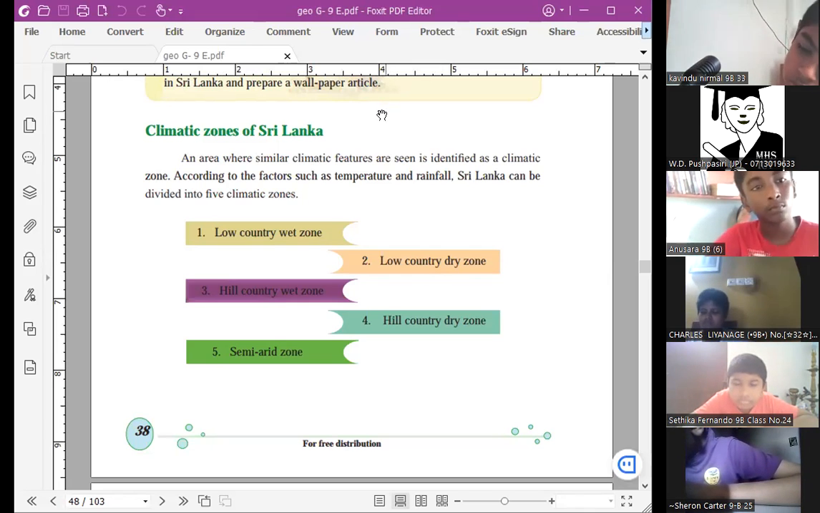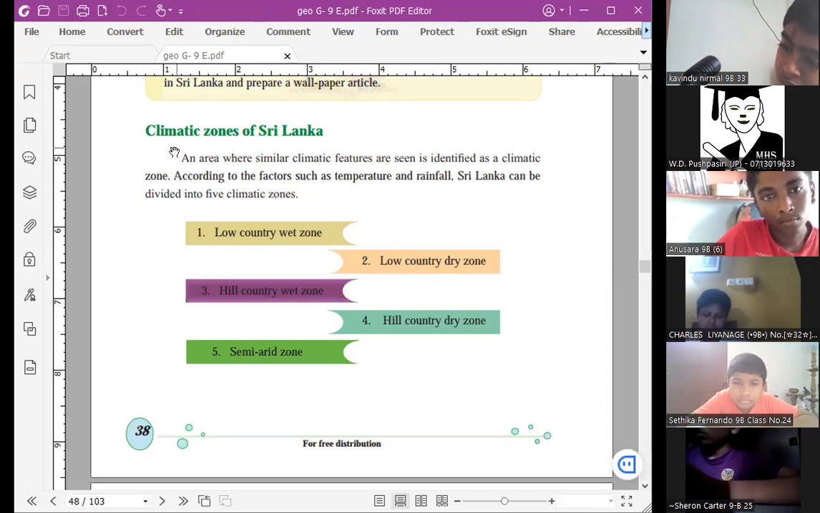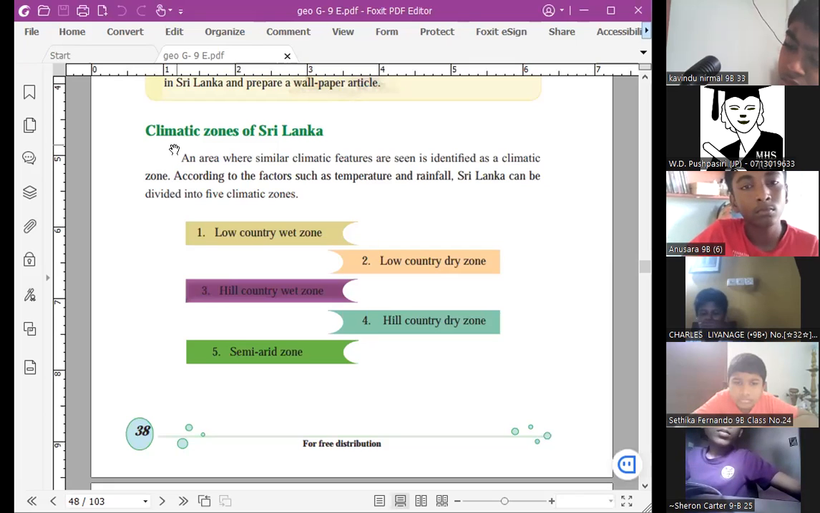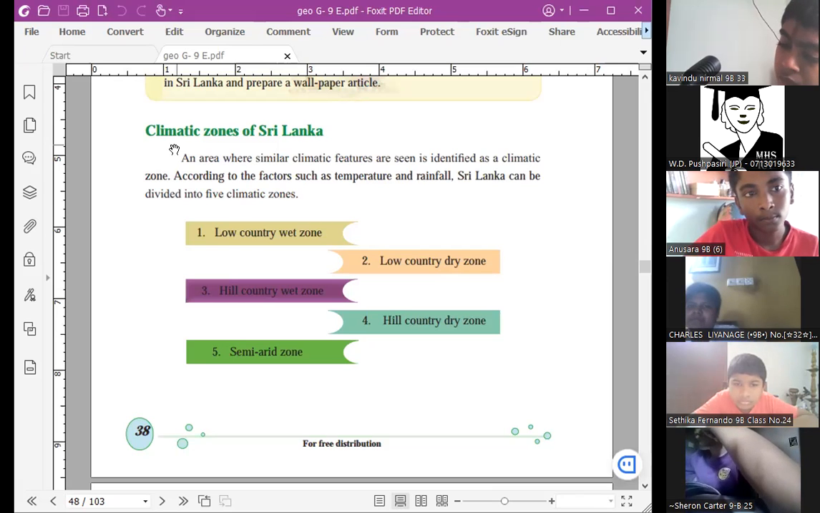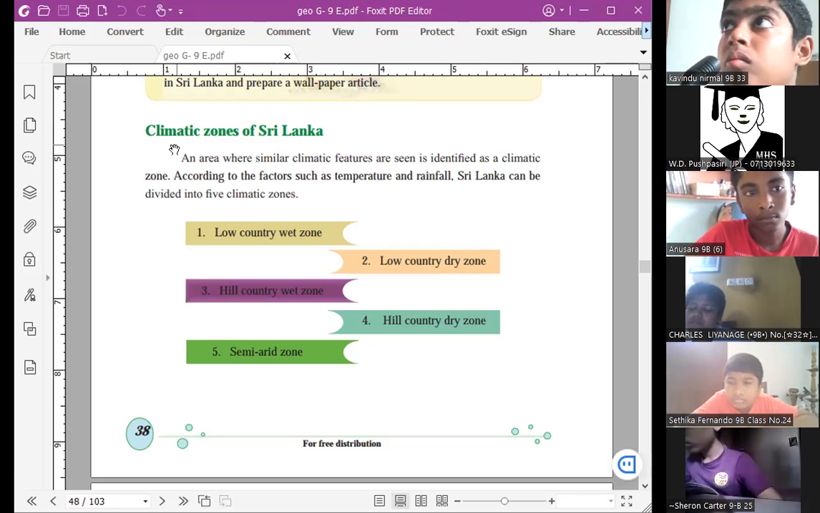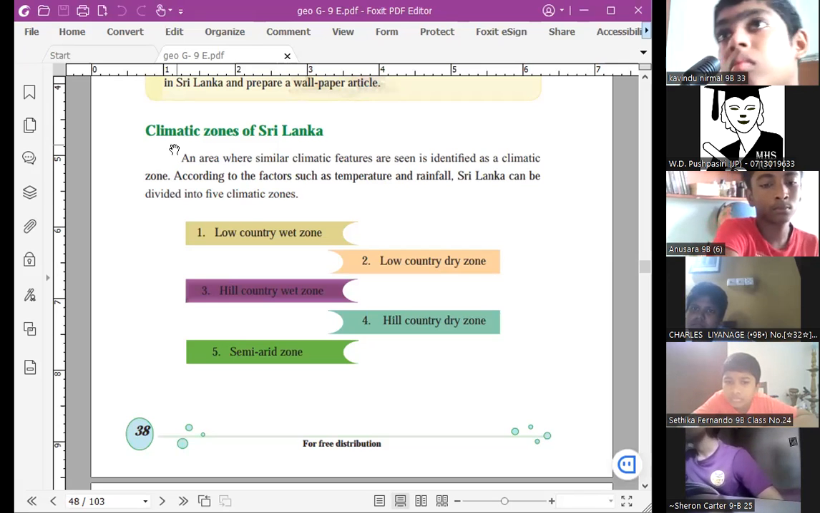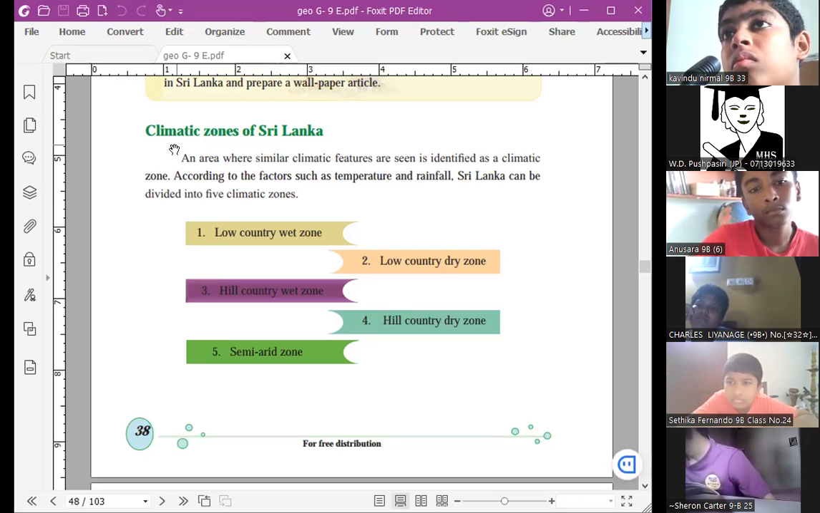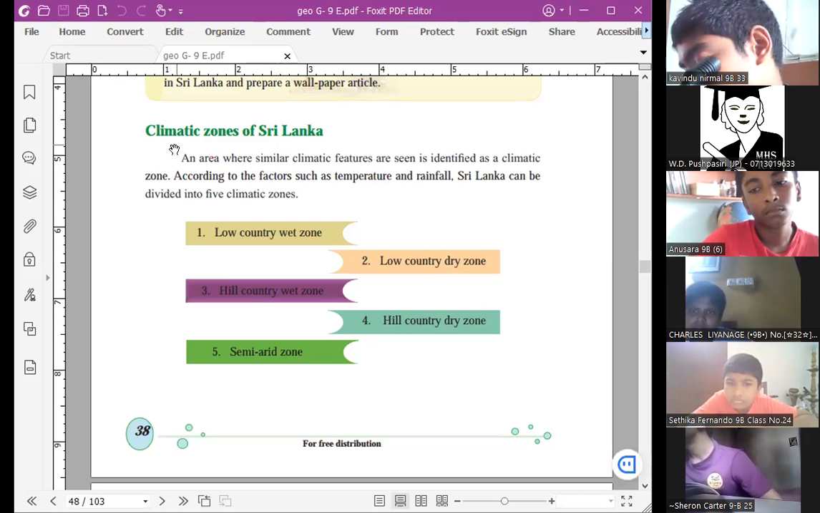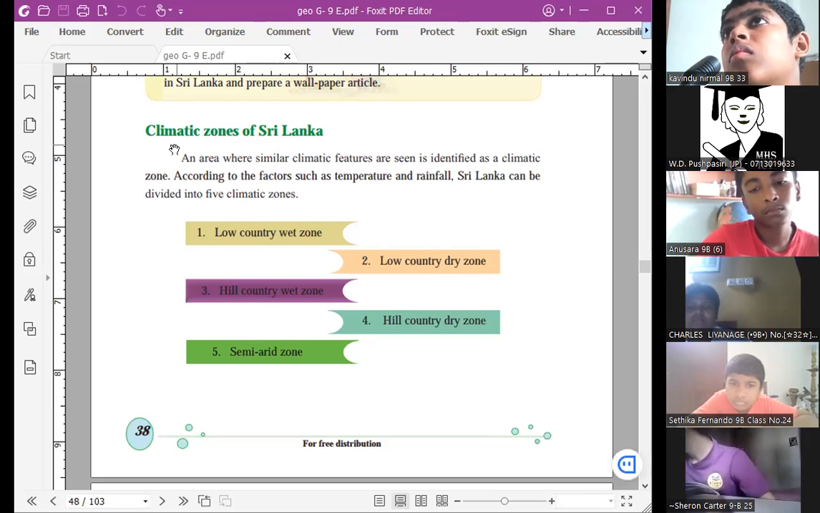So now we are talking not about weather, but about climates, right? That means the long period of weather condition is called climate, no? Right. So here we have 4 or 5 main zones in Sri Lanka. Actually, there are 3. In between those 3, there are another 2. So altogether, 4 climate zones are available in Sri Lanka.